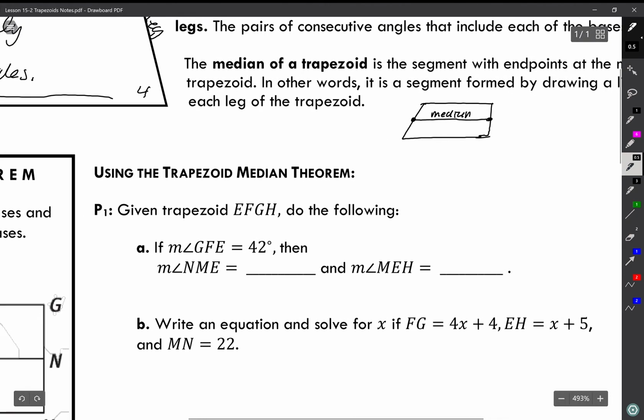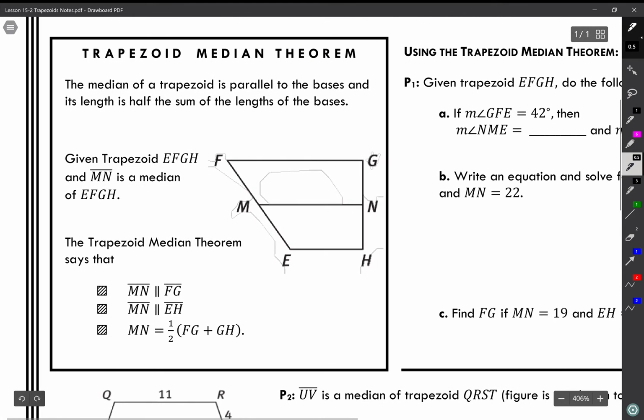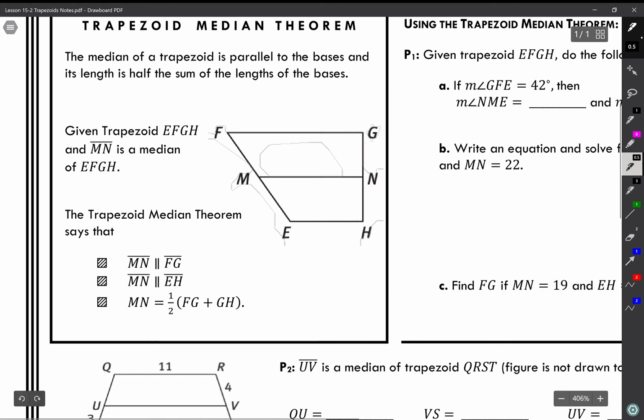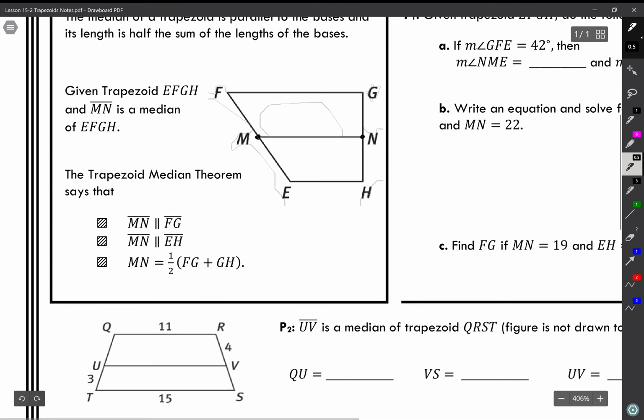So let's look at our trapezoid median theorem. The median of a trapezoid is parallel to the bases, and its length is half the sum of the lengths of the bases. It's a lot to say, so let's break it down with this example. Given trapezoid EFGH, and MN is a median of EFGH. What that means is that M is the midpoint of EF, and N is the midpoint of GH. The trapezoid median theorem says that MN is parallel to FG, and it's also parallel to EH. All three of those are parallel.